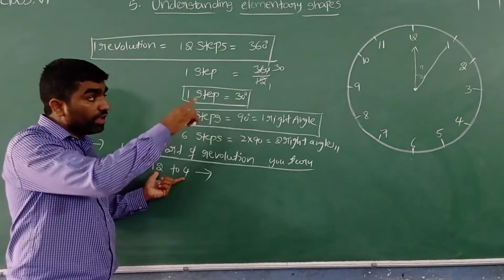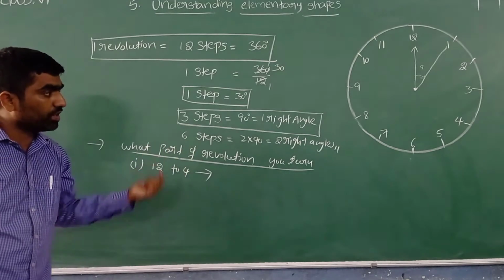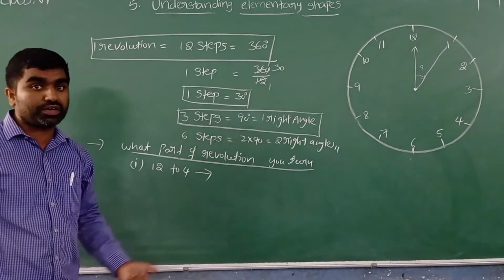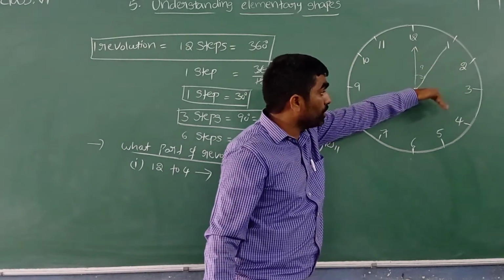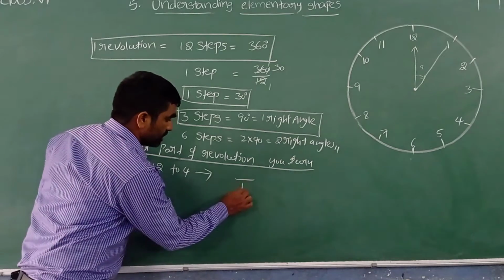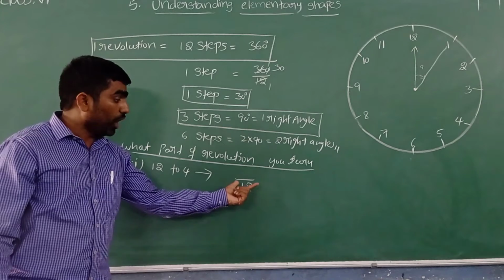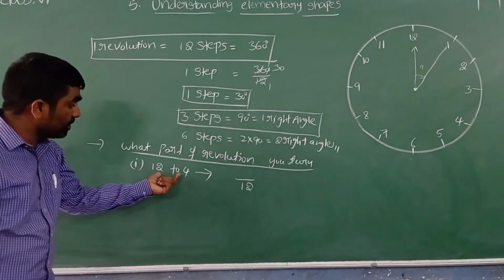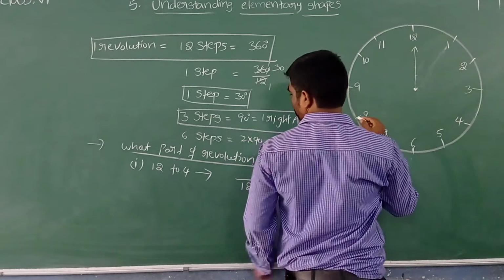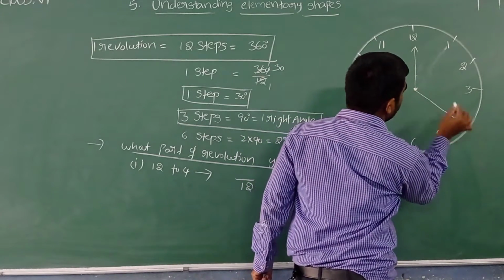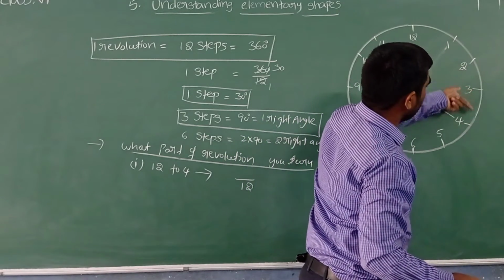From 12 to 4 in the clockwise direction. See, when they ask like this, what part of a revolution, the result must be in terms of fractions. The total revolution we consider as 12 steps. Out of 12 steps, how many steps did we cover from 12 to 4? Now count how many steps we covered: 1, 2, 3, 4.